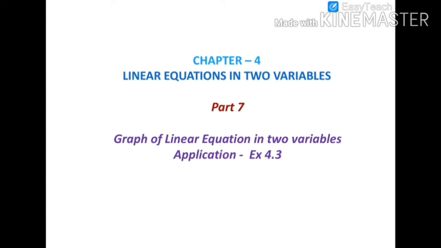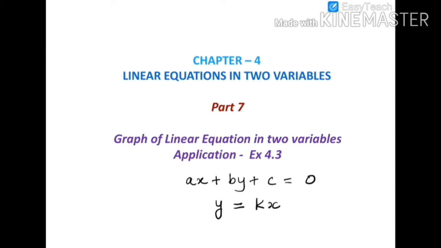In previous two classes we have learned how to represent a linear equation in two variables on graph paper. We know that a linear equation of the type ax plus by plus c equal to 0 represents a straight line on the Cartesian plane, and that every point of this line is a solution of this equation. We have also represented equations of the type y equal to kx, where the constant term is 0. This is also a linear equation which will represent a straight line on the graph, but it will pass through the origin.